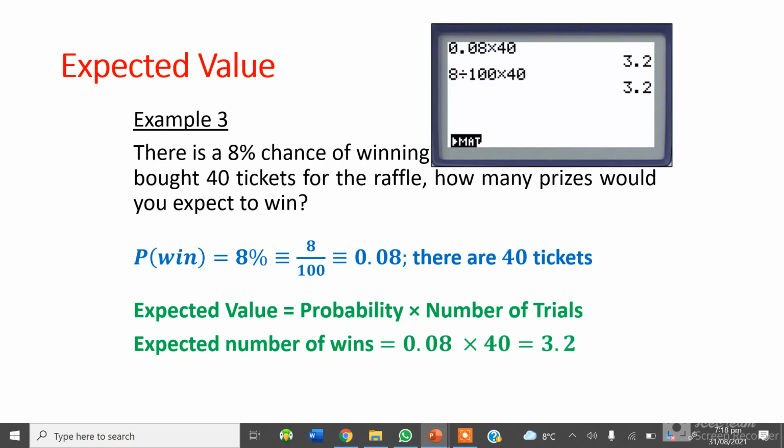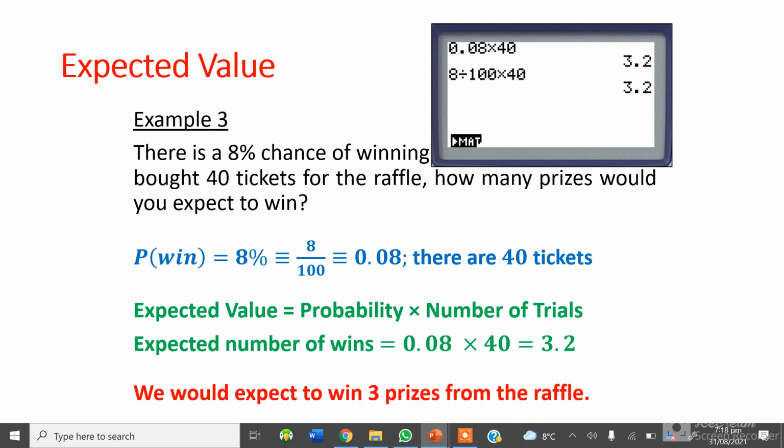It gives us 3.2. Now we can't win 3.2 prizes, so we're going to round it sensibly down to 3 and say we would expect to win 3 prizes from the raffle. Now that doesn't mean we're going to win 3. It's an expectation, what we estimate we should win based on the 40 tickets and the 8% chance.